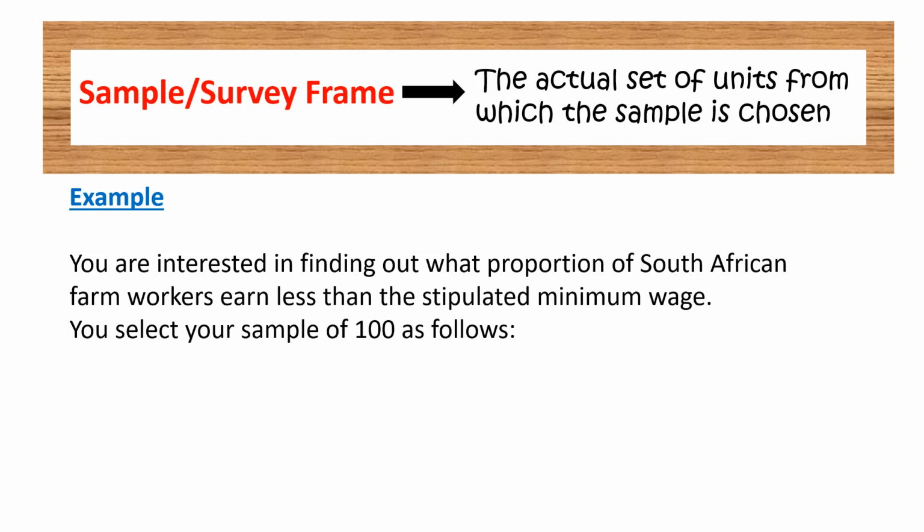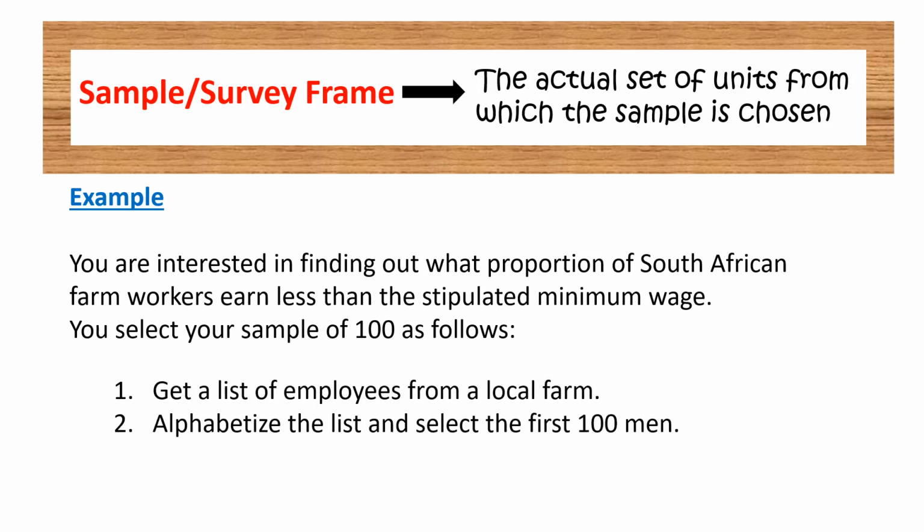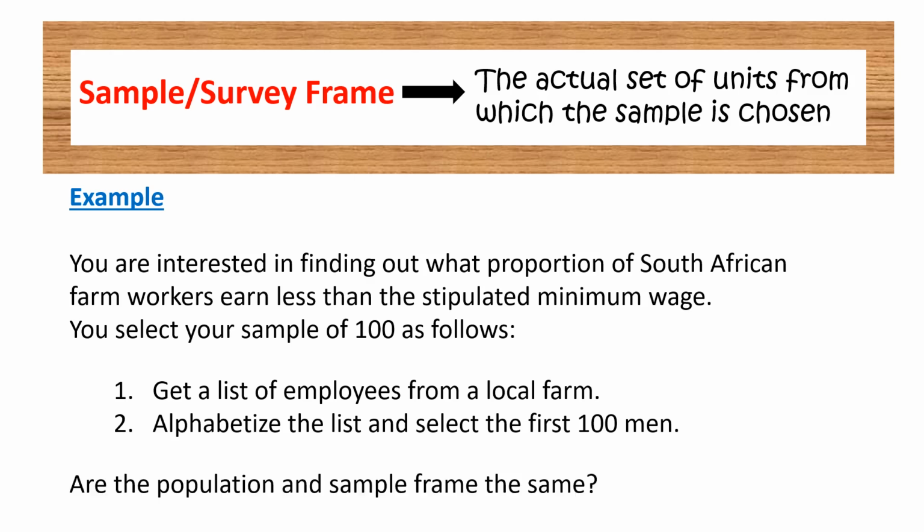For example, you are interested in finding out what proportion of South African farm workers earn less than the stipulated minimum wage. So you select your sample of 100 as follows. Firstly, you get the list of employees from a local farm. Then secondly, you alphabetize the list and select the first 100 men. Now, are the population and sample frame the same? The answer is no. The population and the sample frame in this case are different.